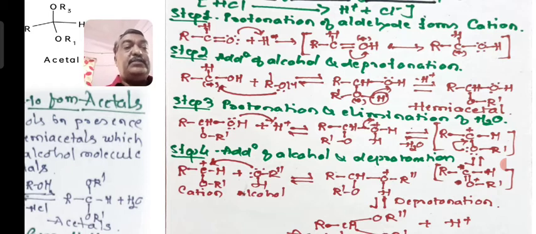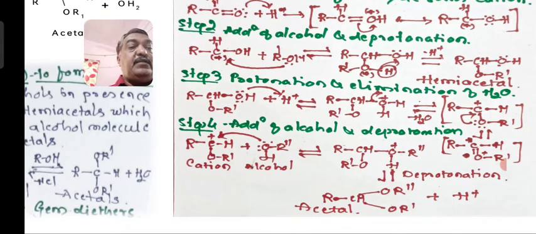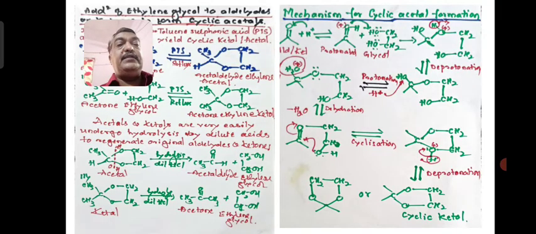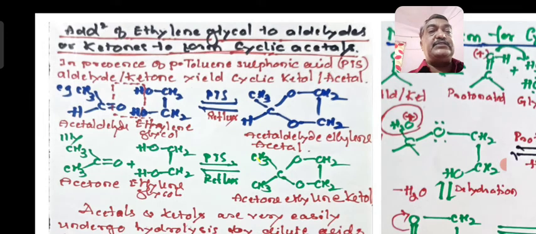This cation will react with another alcohol molecule, and deprotonation takes place to form your corresponding acetal. So like this, the corresponding acetals are formed with alcohols. I have already discussed all these things, and that is why I am moving a little fast for these reactions.